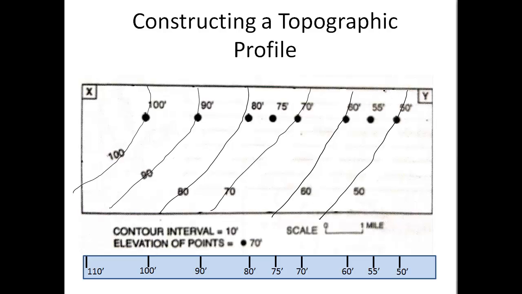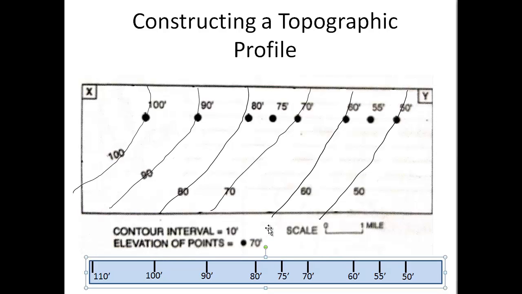The vertical distance between adjacent lines are called contour intervals. Now let's say that we want to construct a topographic profile from point X to point Y on this map. The distance from point X to point Y is going to be our horizontal distance. So in this example, the distance between point X and Y is about 6 miles.